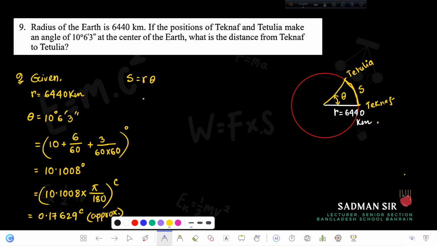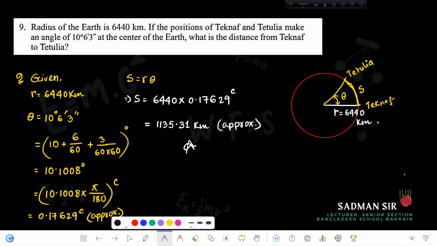Okay, so now let us put the value and complete our calculation here. So S will be equal to R, which is 6440, into 0.17629 radian. So our distance will be 1135.31 kilometer, and this will also be approximate. That is our answer. So I hope you understood how we found the answer for question number 9.